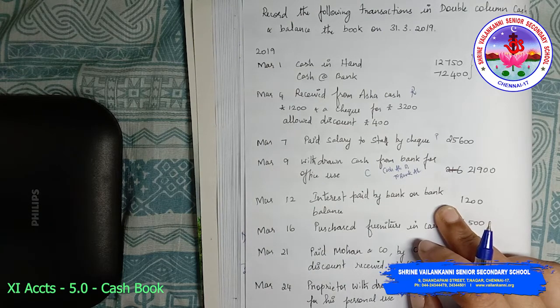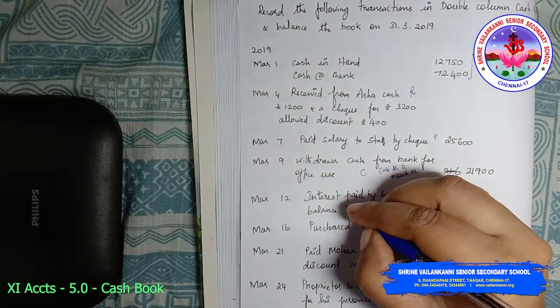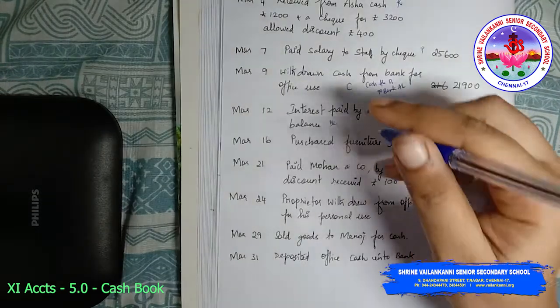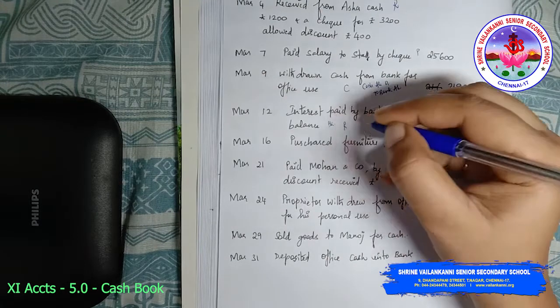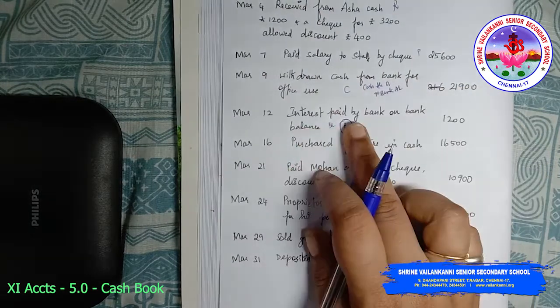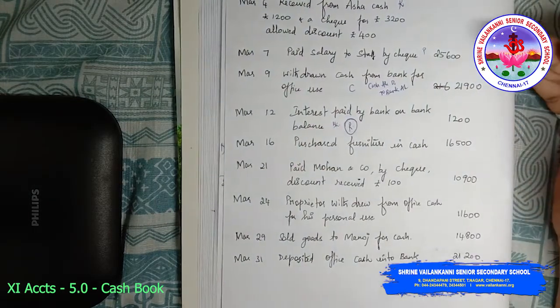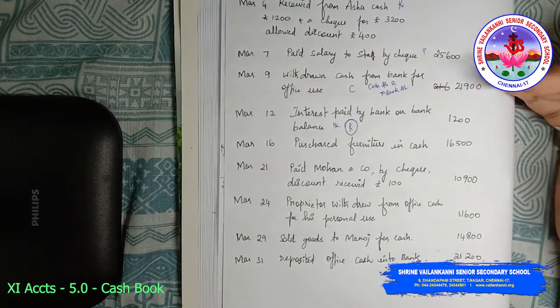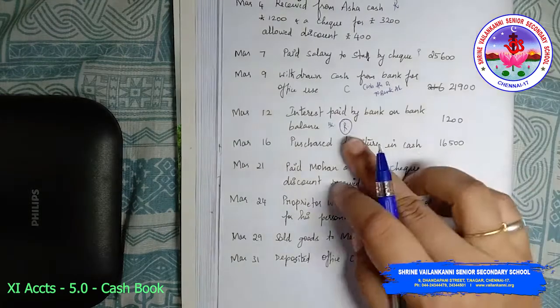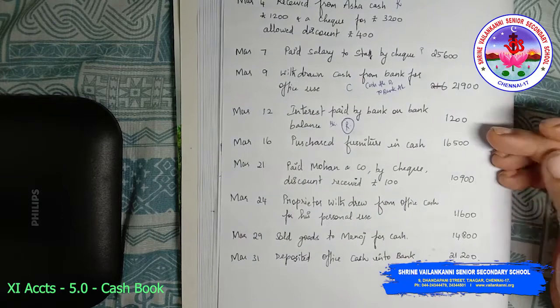So it is interest paid by bank on bank balance. It will affect only the bank column of the cash book. So it is a receipt. We are going to receive this because we have kept the deposit in the bank, and for that the bank is giving us interest. So it's a receipt.